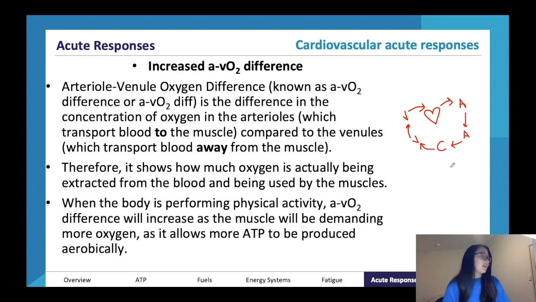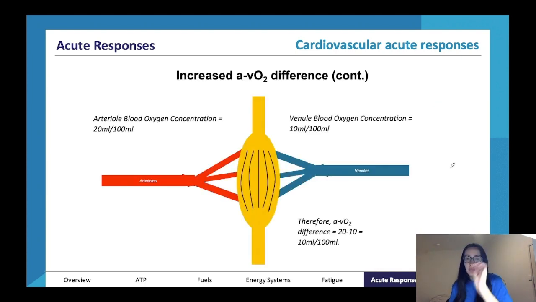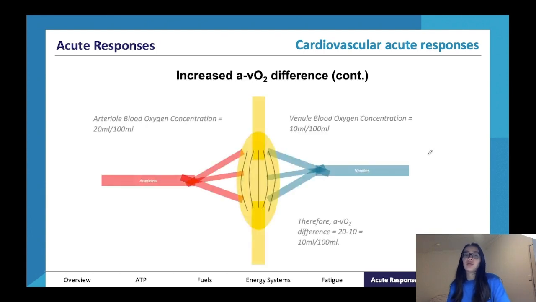So hopefully that makes sense. So I'm going to use this diagram. Here we've got arterioles and here we've got venules. This is kind of like the other side of our diagram. It's like looking at this part here: artery and venule with the capillary in the middle and the muscles there.